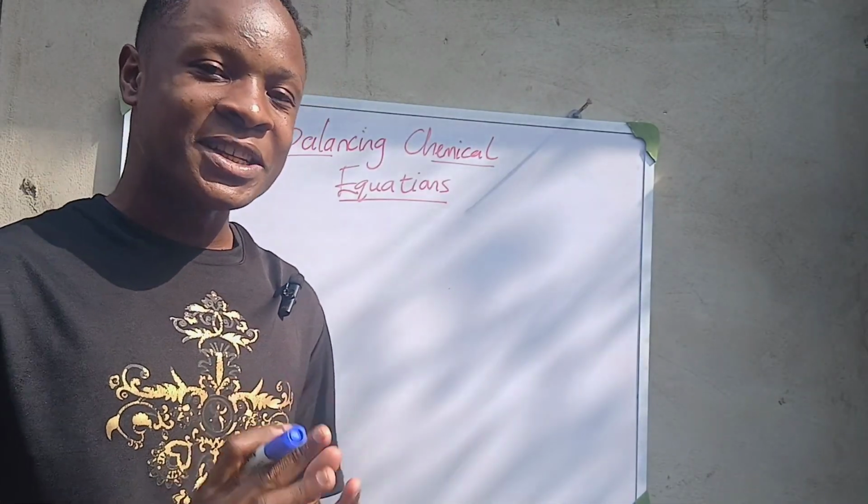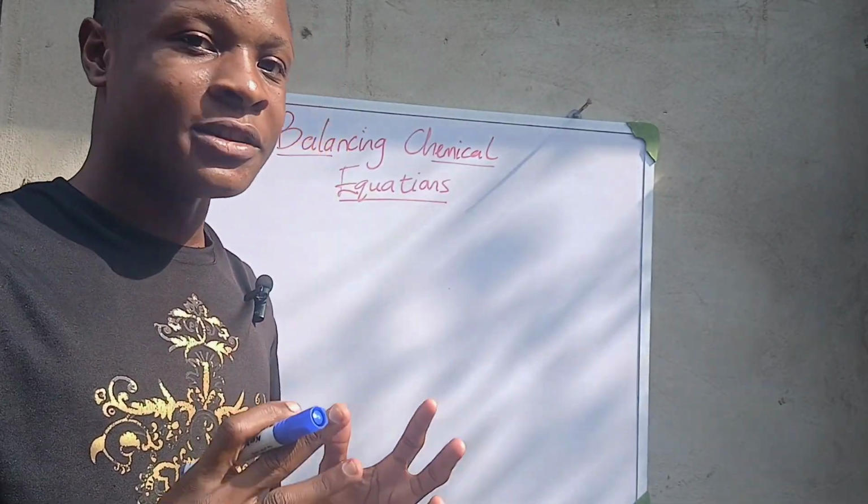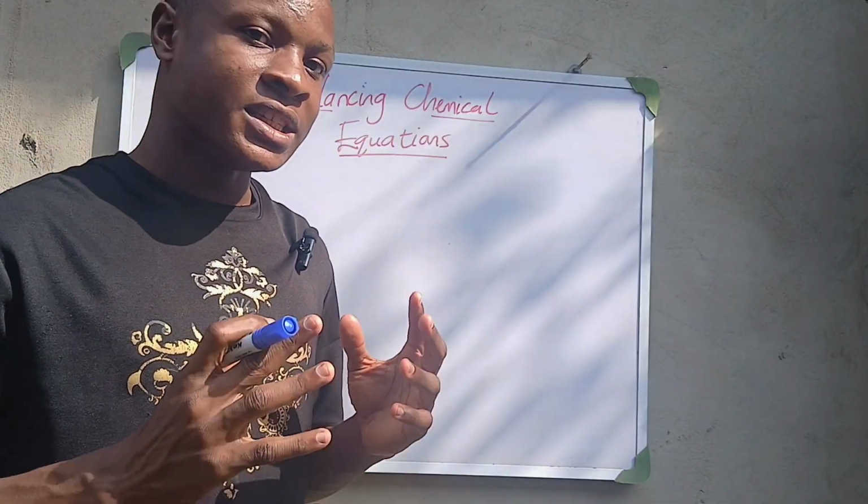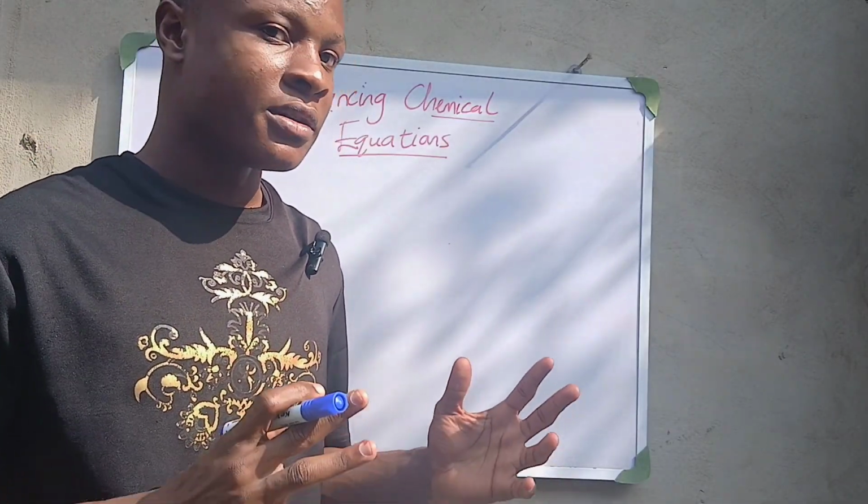Hello guys, so in today's video I'll be showing you how to balance a chemical equation. So what is a chemical equation? A chemical equation is a symbolic way of representing a chemical reaction.